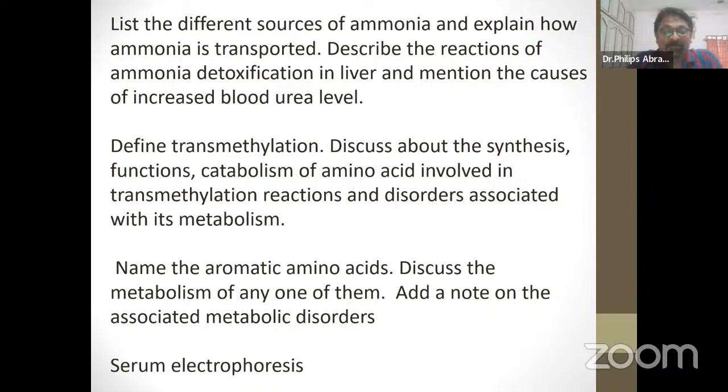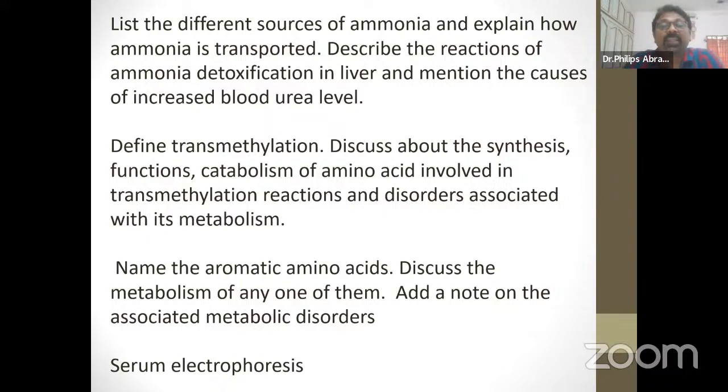Then there's a separate question like serum electrophoresis. When we do plasma protein, mainly the question is about plasma protein electrophoresis. How many bands do you get? You know about the albumin band, alpha 1, alpha 2, beta, and gamma bands. Five bands you get when you do serum electrophoresis. That's a technique we use to separate biomolecules based on their charges and size. Serum protein can be separated into five different bands by serum electrophoresis.